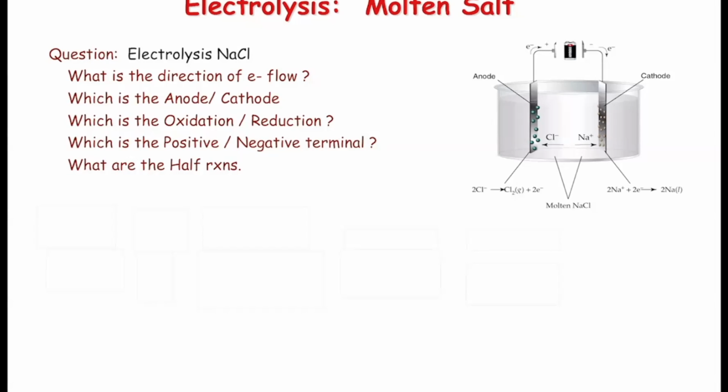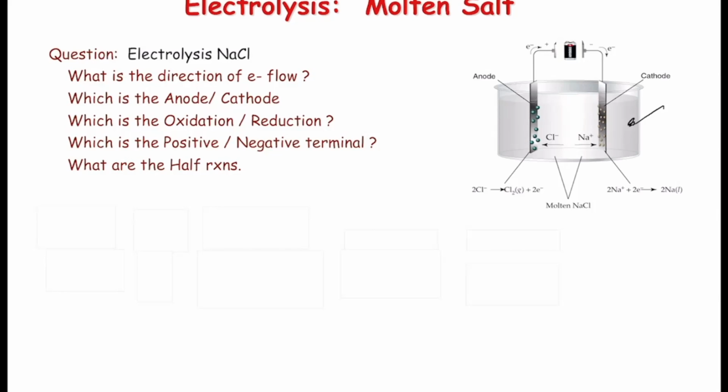This is an electrolysis process. And what we're trying to do here is figure out what reaction is going to be driven. So what we have here is sodium chloride. This is molten salt. And the question is, can we drive this reaction? And if we drive this reaction, what is the potential that is required?